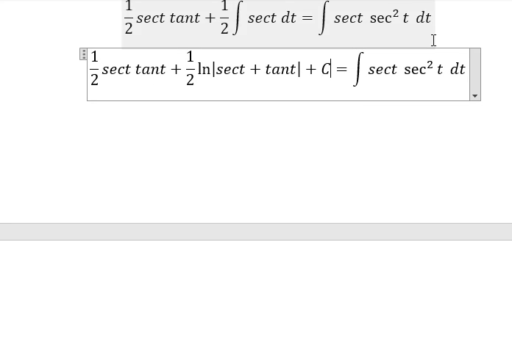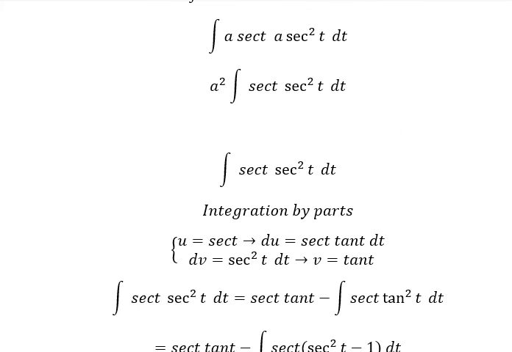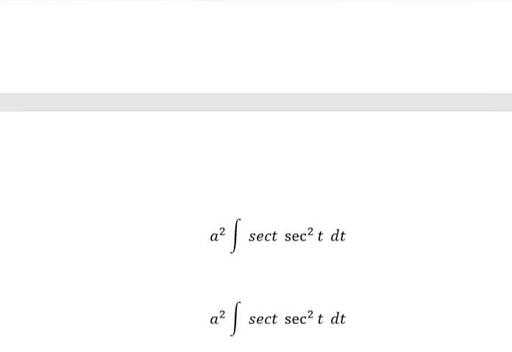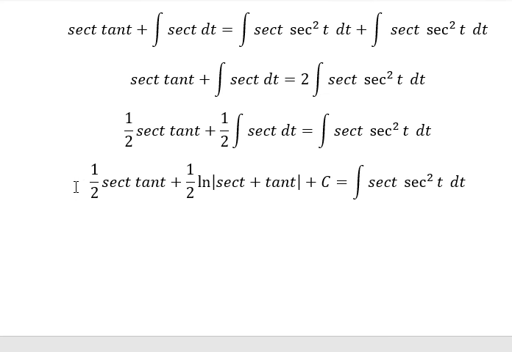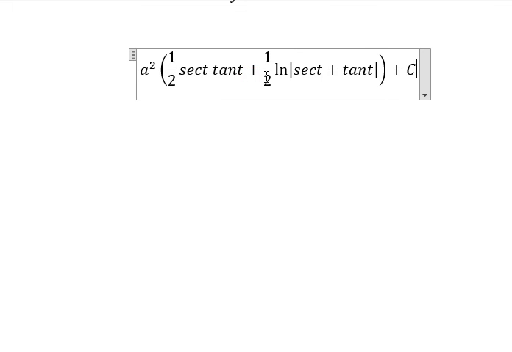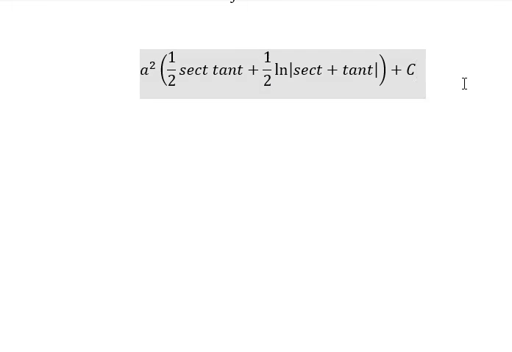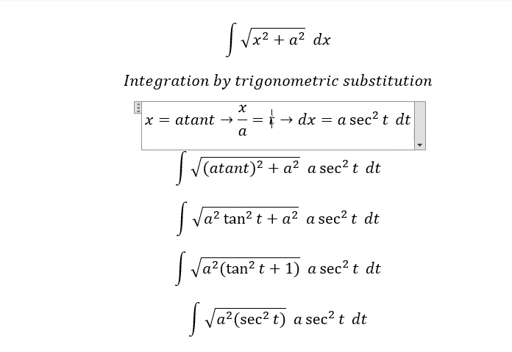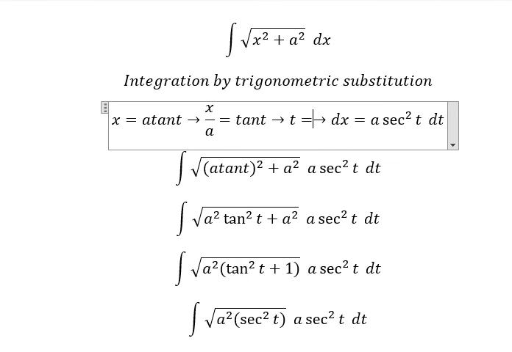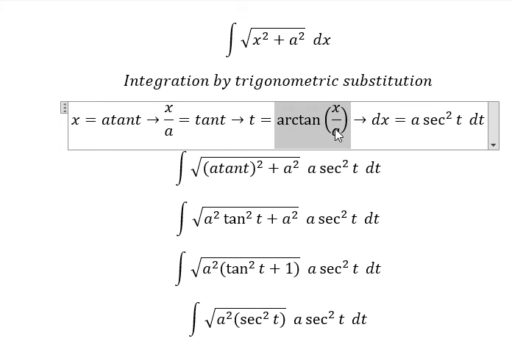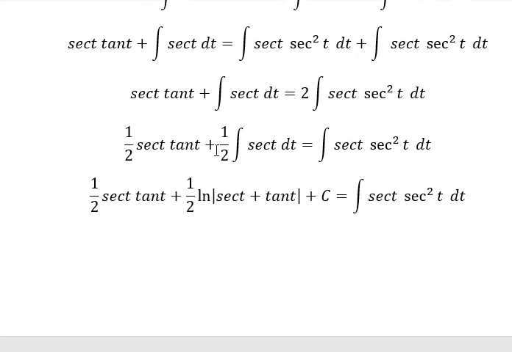And I will put c. Now, we go back in here. The integration of this one, that is this one. Next, about t, that is this one. So we divide both sides by a. So we have t equals to arctan of s over a. So I will put this one to change for t.